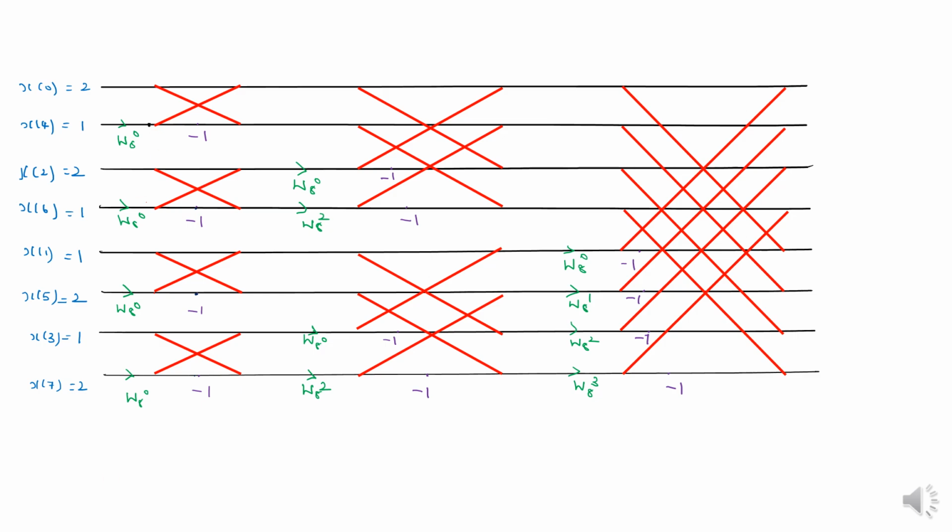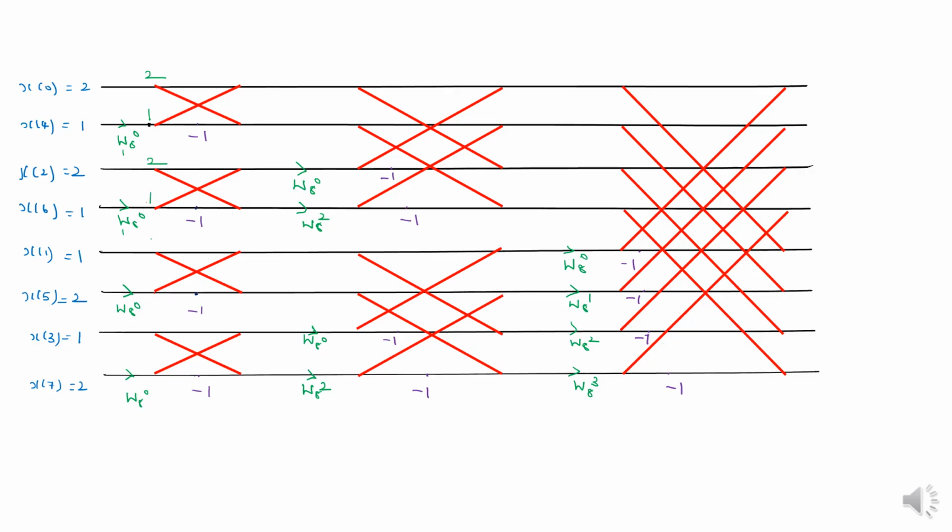Like that, we are going to mark the inputs for stage 1. For stage 1, the first input is 2. The second input is 1 into 1. Here the twiddle factor value is 1, so 1 into 1 is 1. Therefore, the input value is 1 here. 2 is my next input. The fourth input is 1 into the twiddle factor value, which is 1 here. Therefore, 1 into 1 is 1.